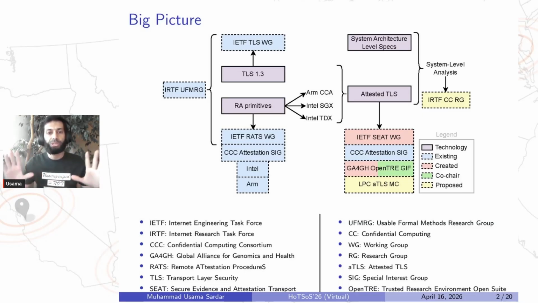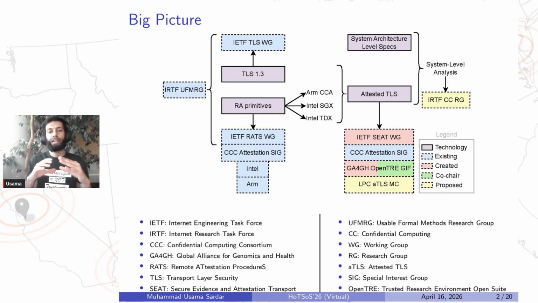Right. So this is the big picture of what has been happening in the different domains since our last presentation. The TLS working group, of course, is responsible for TLS 1.3. You see that at the top left. Below that are the RA primitives, which means the remote attestation primitives, which the IETF RATS working group is working on. And on the left, you see the IRTF, the Internet Research Task Force. UFMRG is the Usable Formal Methods Research Group, which is doing the research for all of that, which basically subsumes both of the analyses from TLS and attestation.